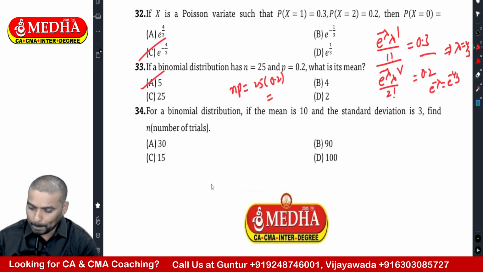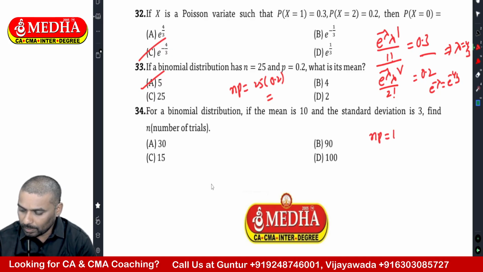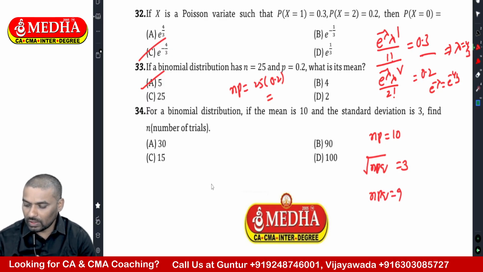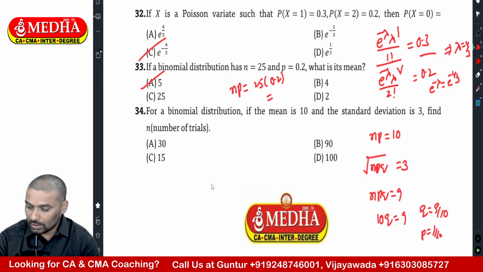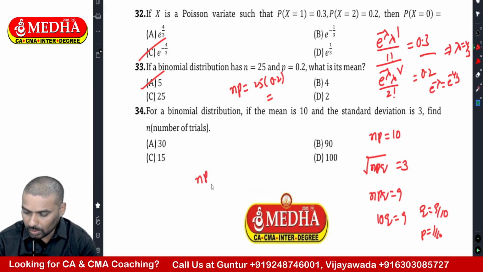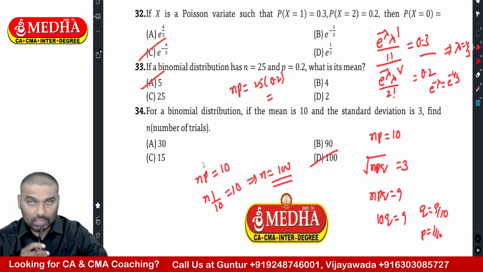Next one. The mean of a binomial distribution np is 10, and the standard deviation, which is root npq, is 3, so npq is 9. Substituting the np value in npq, 10q is equal to 9, q is 9 by 10, and p is 1 by 10. Now np is equal to 10, so n by 10 is 10, then n is equal to 100. The value of n is 100. The correct option is D. Okay, right. So thank you.